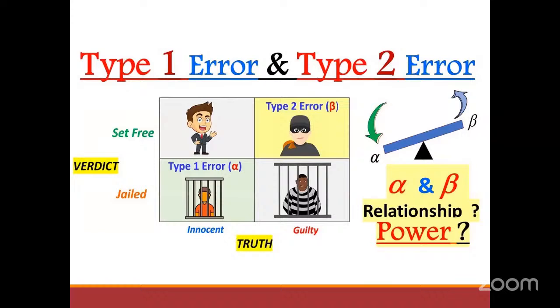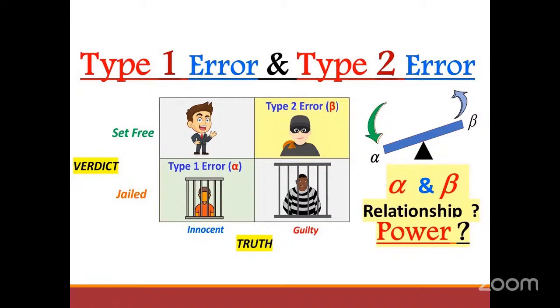Here, see the picture. In the innocent case, the disease is not there. He is not guilty, but the result is showing positive, meaning he is given jail. So in our statistical measurement, it is a type 1 error. He is innocent, though he got jailed. It's a type 1 error. And in the second case, the type 2 error, he is not innocent, but he got set free. It's a type 2 error.